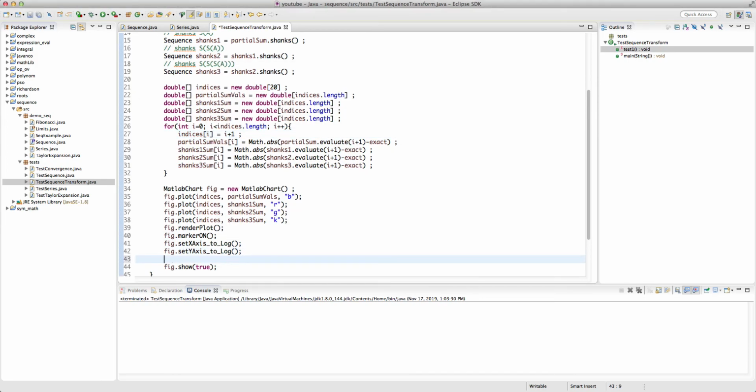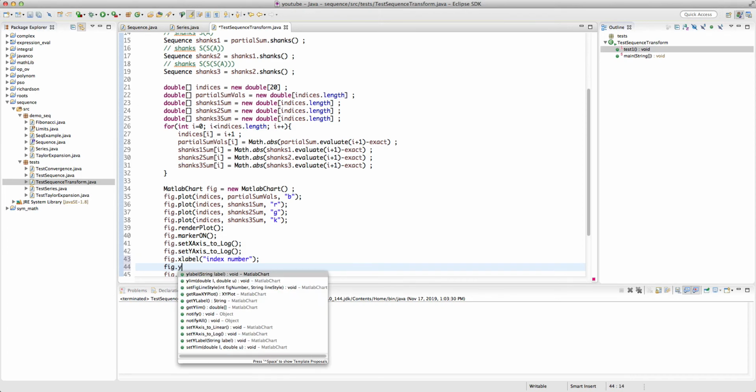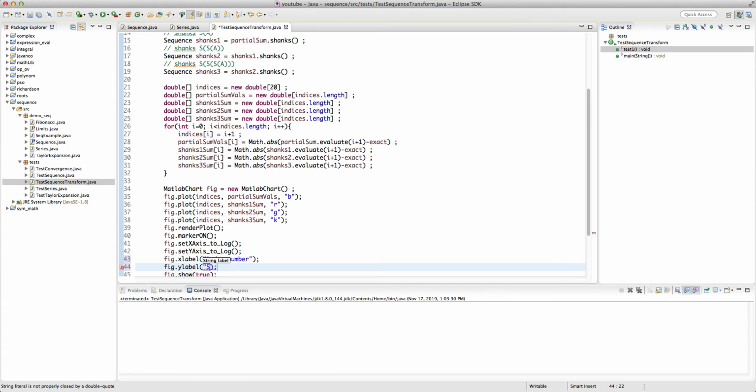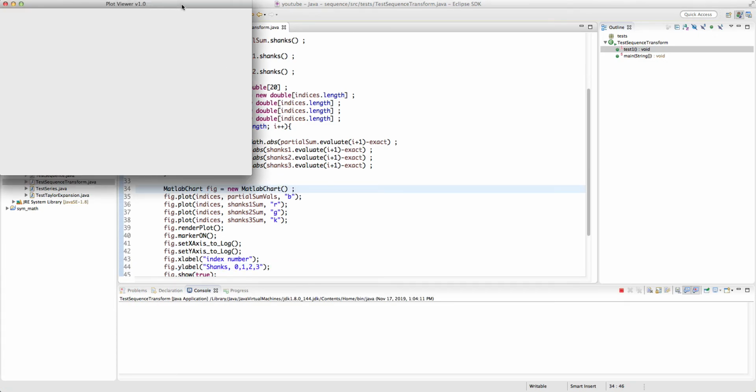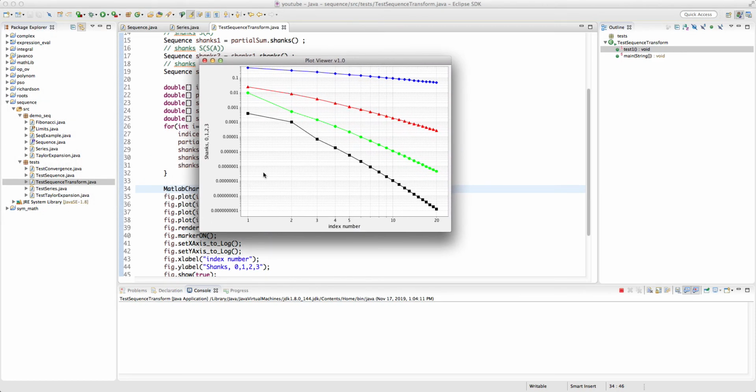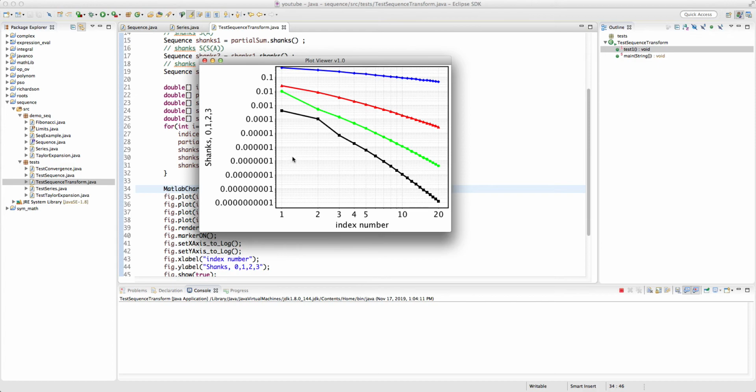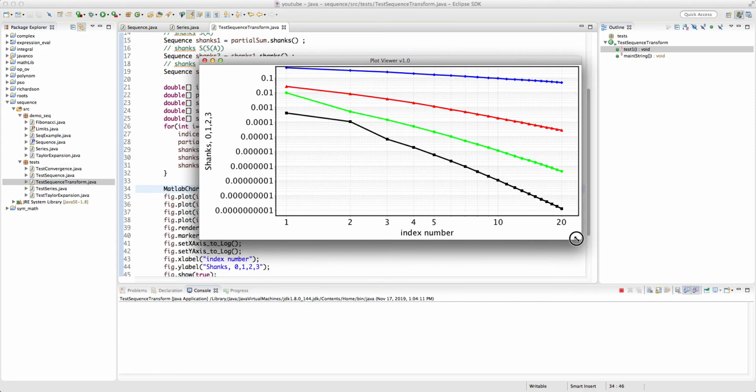And let me just add some labels. X label is index number, and then fig dot y label is the Shanks. Shanks 0, 1, 2, and 3. So Shanks 0 is basically the original sequence. All right, and let's see if we can increase the font size. Yes, let's increase the size a little bit more.